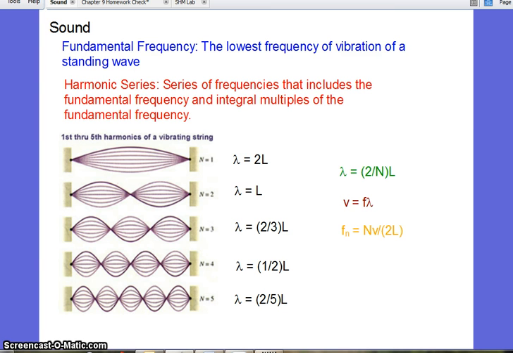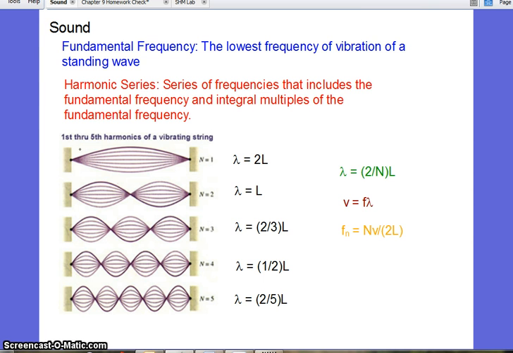The harmonic series is a series of frequencies that include the fundamental frequency and integral multiples of the fundamental frequency. So what happens is we can also, besides making one antinode, here if we have a vibrating string, we can make two antinodes, which we call the second harmonic. Then we can make three antinodes, which we call the third harmonic, and so on and so forth.